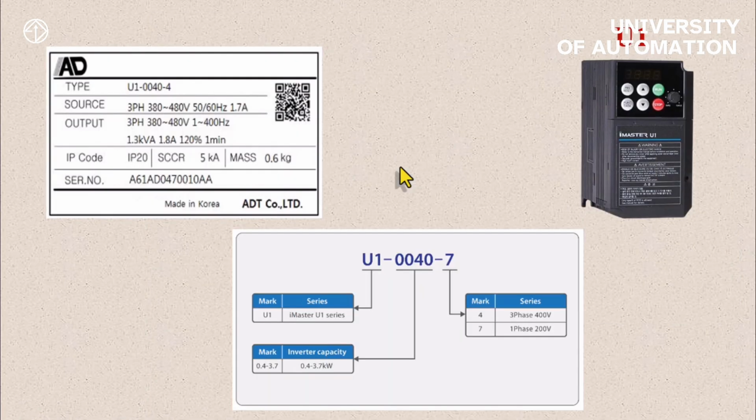But the last model from the iMaster brand is the UN model. The UN model has a nameplate where we can see the specifications of that inverter. First, this code specifies the model of the device for us. It says the U1 model.